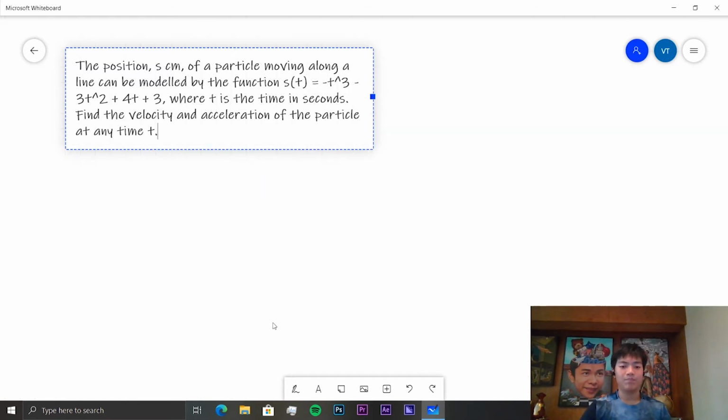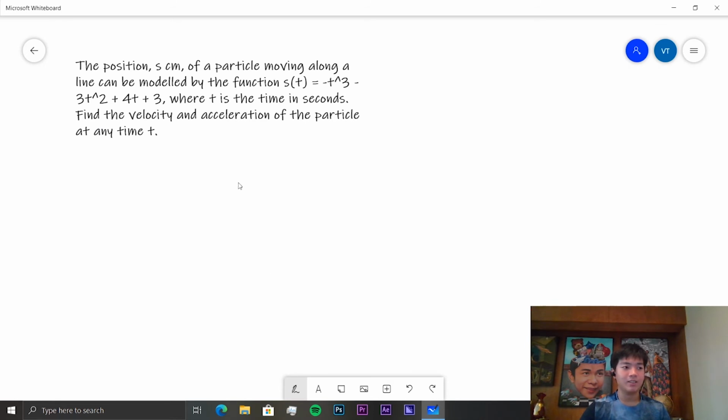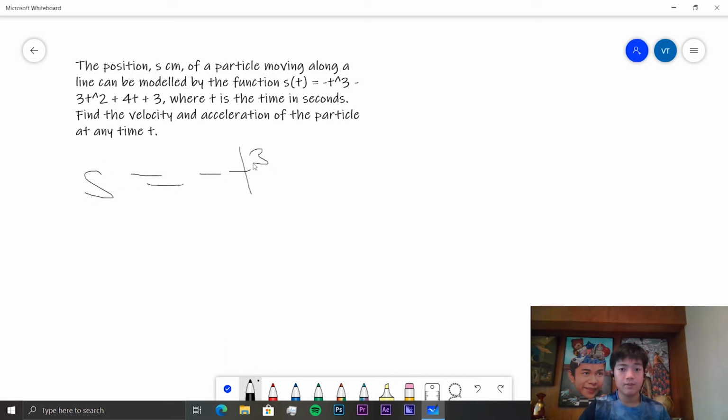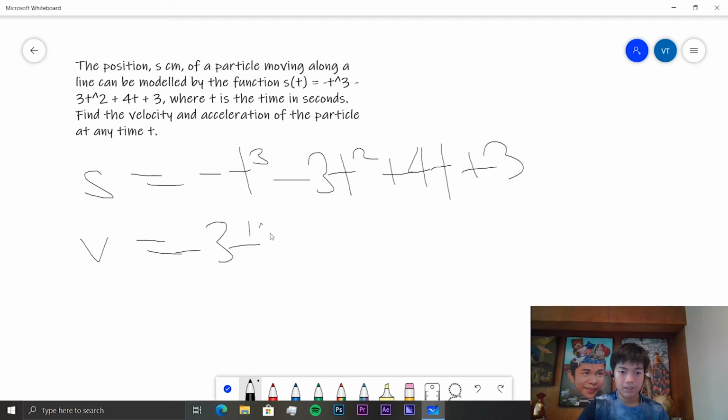Well, okay, velocity, acceleration, just get two derivatives. So s is equal to negative t cubed minus 3t squared plus 4t plus 3. Velocity is equal to the derivative, negative 3t squared minus 6t plus 4. Acceleration is equal to negative 6t minus 6.